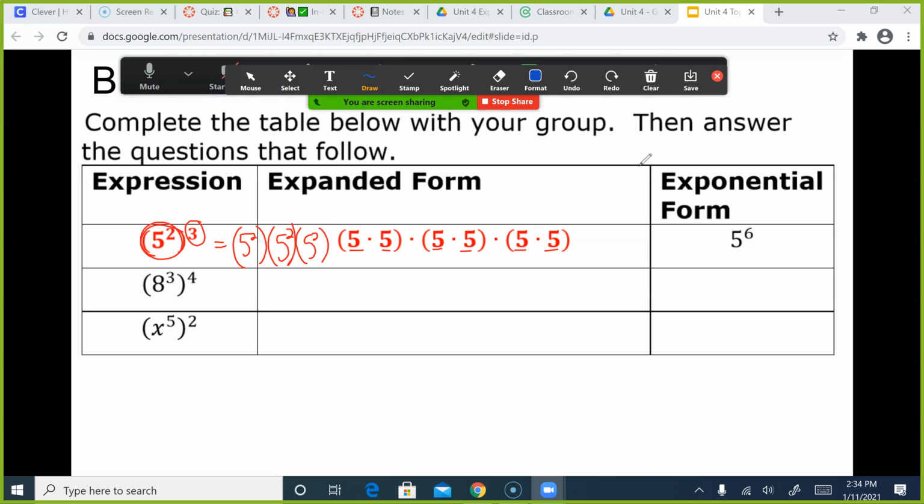Okay, so this one, I'm going to have 8 cubed 4 times. Oh man, this is going to be a lot of 8s. So for the first group, 1, 2, 3. Second group, 1, 2, 3. I hope you get the pattern by now. There are how many 8s total? 3, 6, 9, 12.